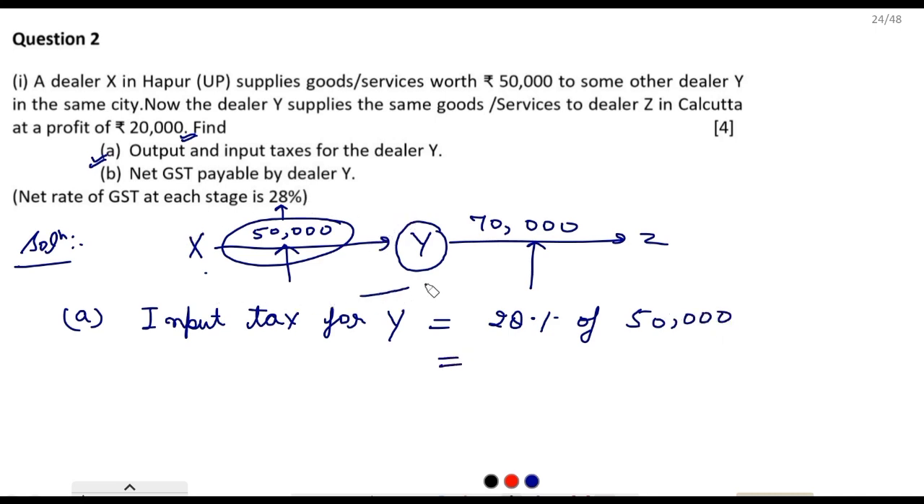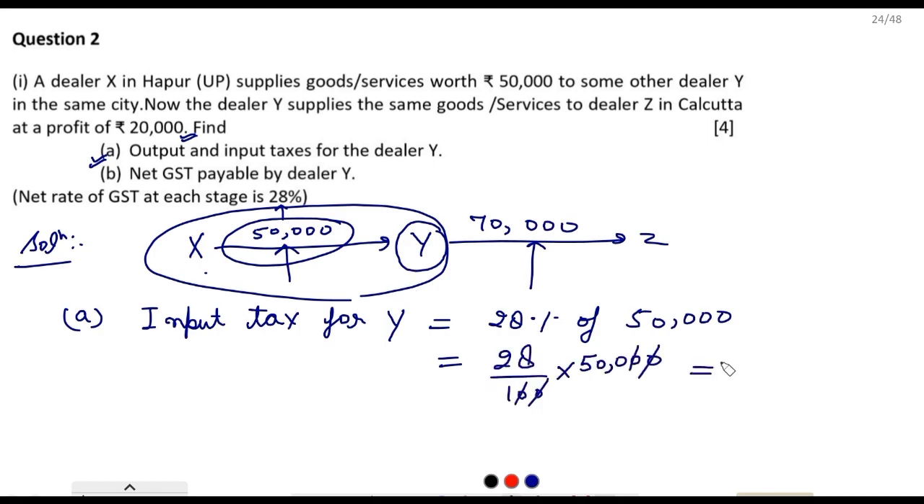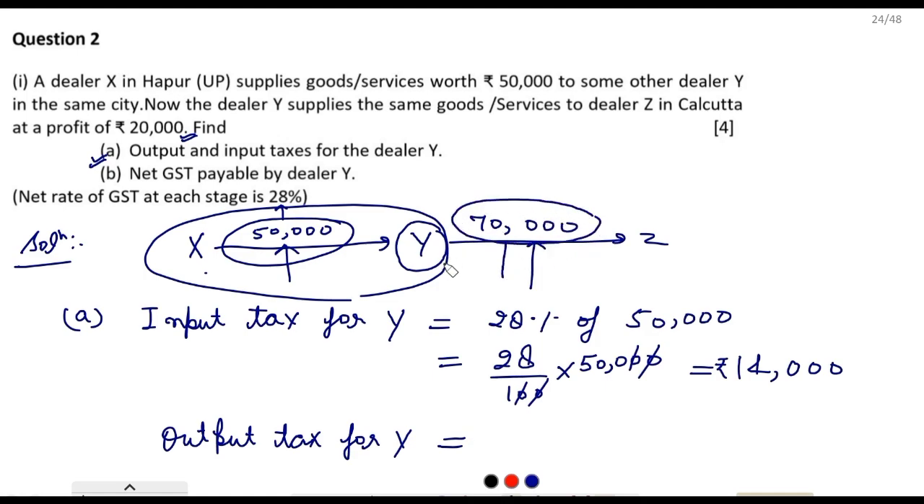The GST paid in this dealing is the input tax for Y, which is rupees 10,000. Now we are calculating output tax for y. It means the tax applied on this dealing from y to z, that is 20% of 70,000. Output tax is the tax which he will get from z, rupees 14,000.